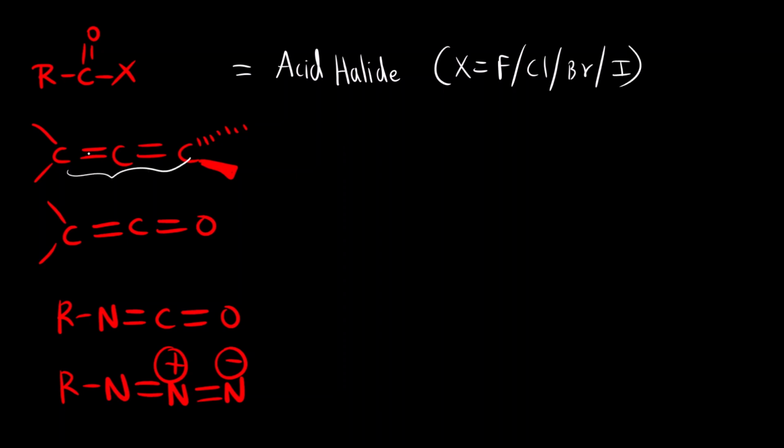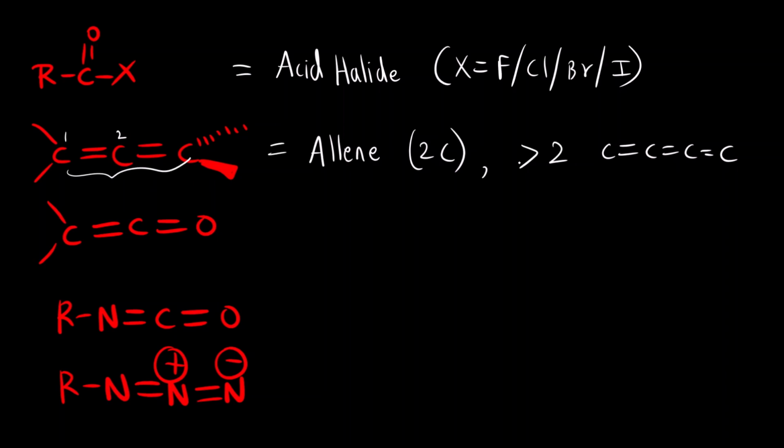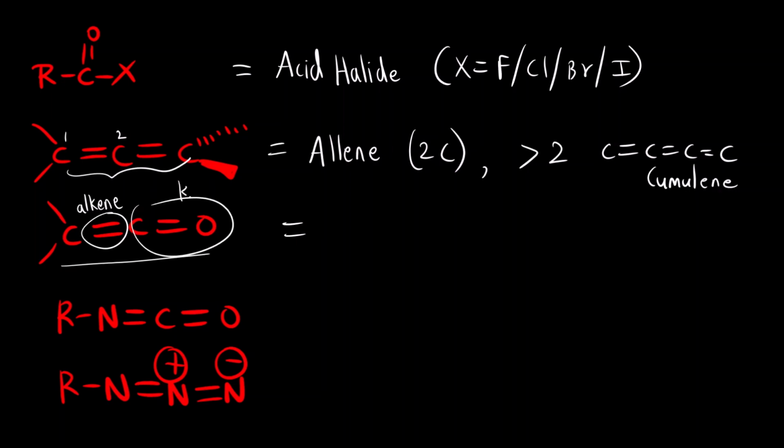Now this functional group, where two double bonds are next to each other, present on carbons 1 and 2, we had already seen. It is called allene. If it is 2 carbons, then it is called allene. If it is more than 2, then it is called cumulene. And what is the name of this functional group, C double bond C double bond O? See, this is an alkene functional group, and this we saw is a ketone. Ketone plus alkene is called the ketene functional group.